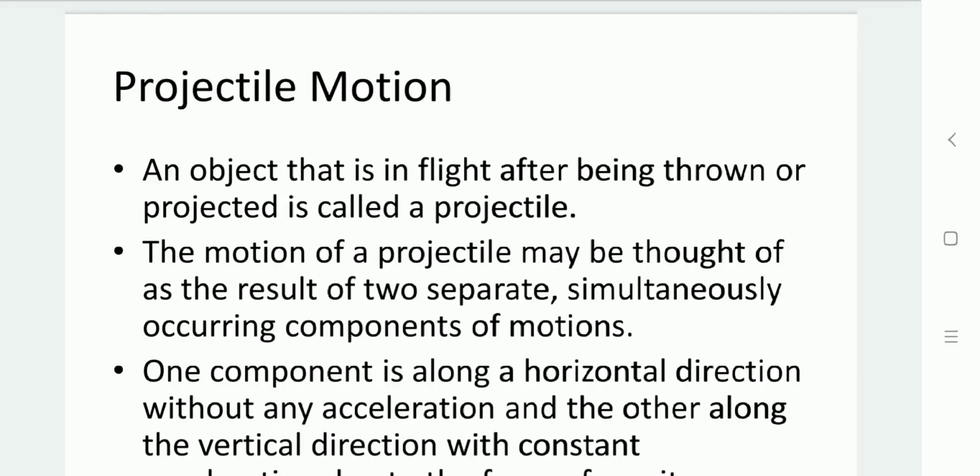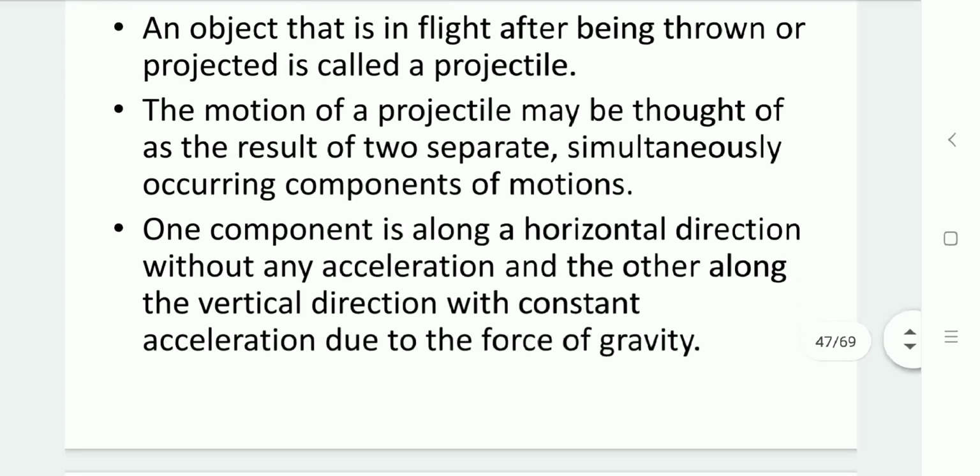The motion of that projectile is the result of two separate components. One component is along the horizontal direction, without any acceleration, and the other is along the vertical direction with constant acceleration due to the force of gravity.